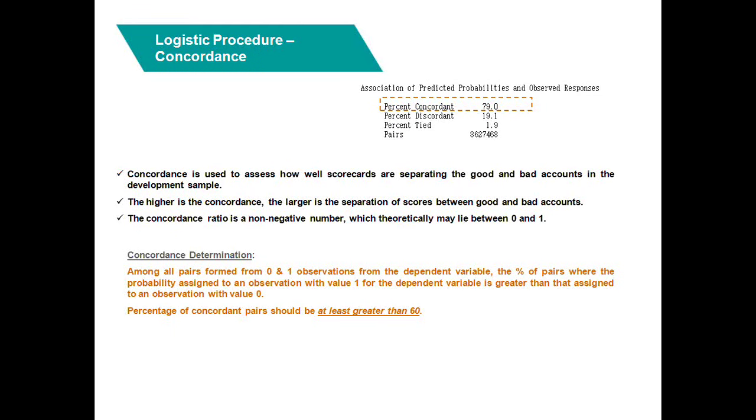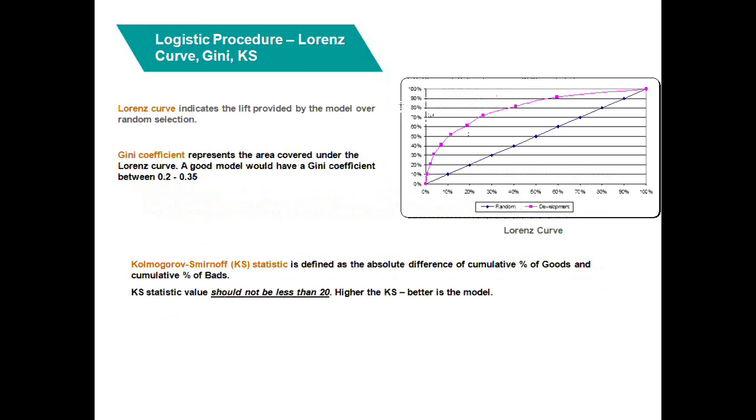Logistic procedure: Lorenz curve, Gini and KS. The Lorenz curve indicates the lift provided by the model over random selection. So the more area the red line covers, the better the model. The Gini coefficient represents the area covered under the Lorenz curve. A good model would have a Gini coefficient between 0.2 and 0.35. When you run the logistic regression, in the output you get the C value. If you multiply that C value by 2 and subtract 1, you get the Gini coefficient.